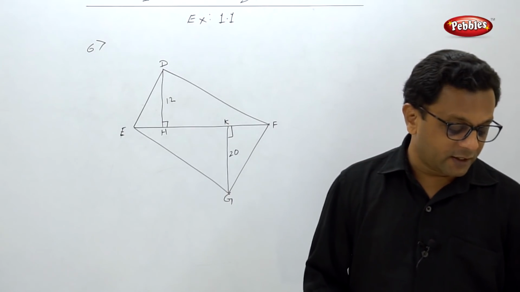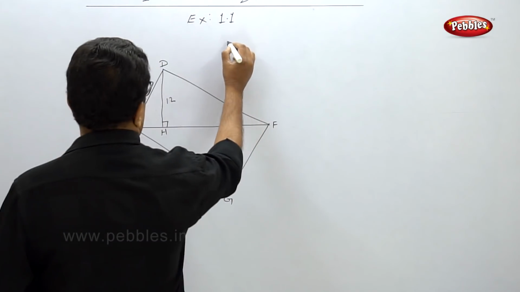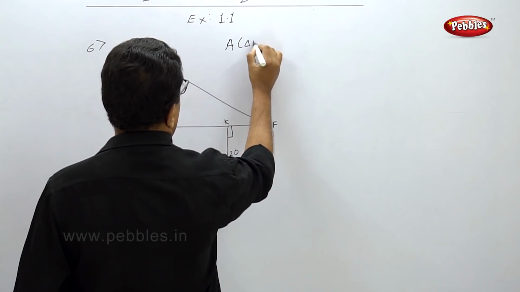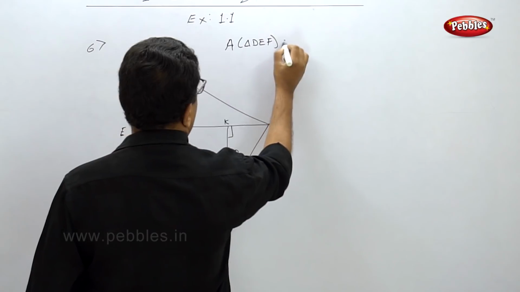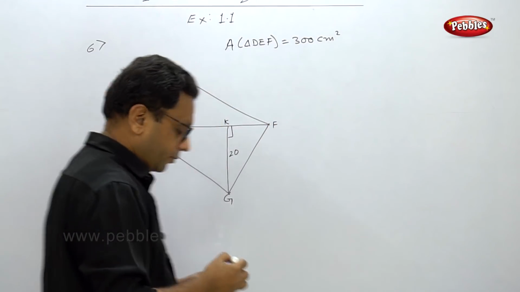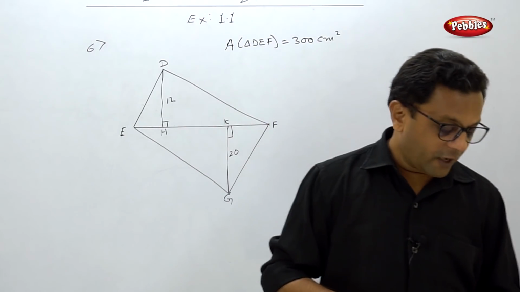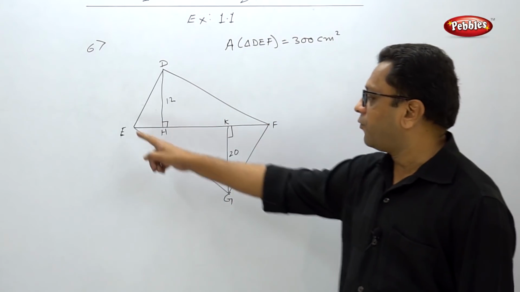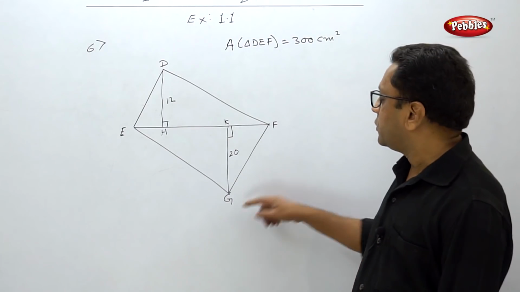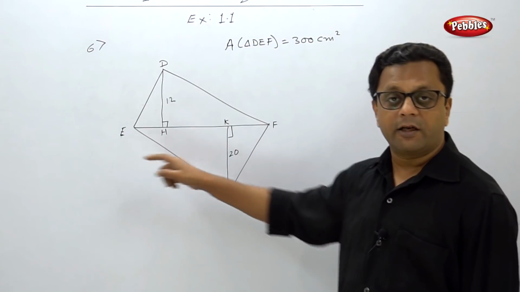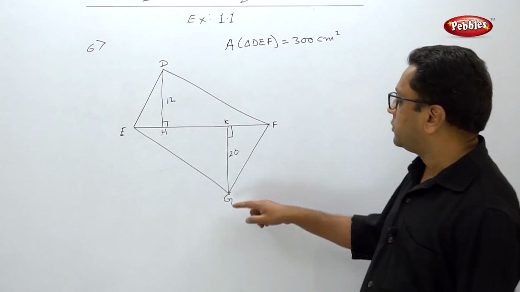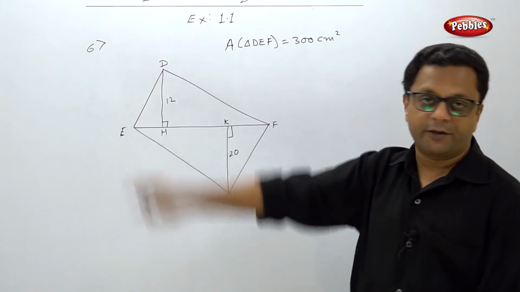And the area of triangle DEF is equal to 300 centimeters square. Then find EF, we have to find the length of EF. Then the area of triangle GEF, this triangle below, we have to find out. And the area of this quadrilateral, that we have to find.